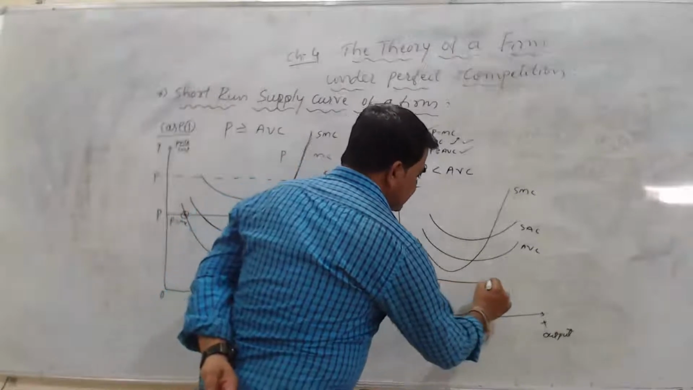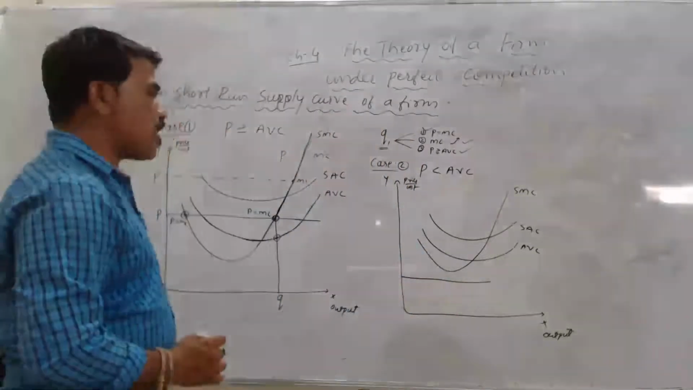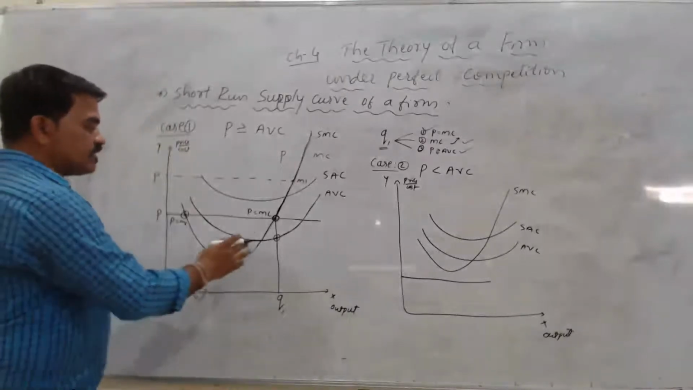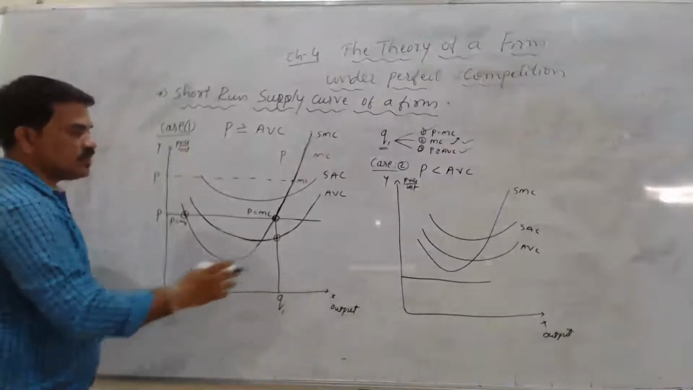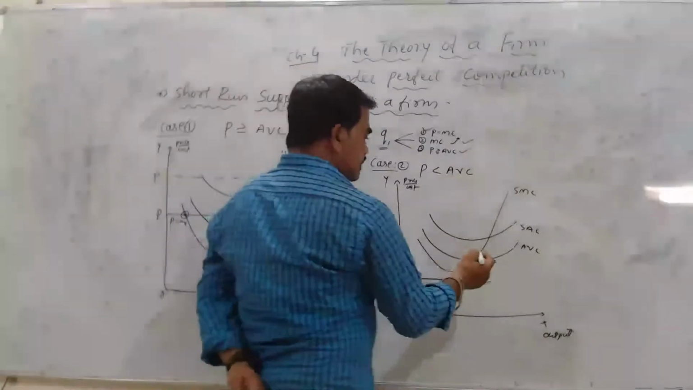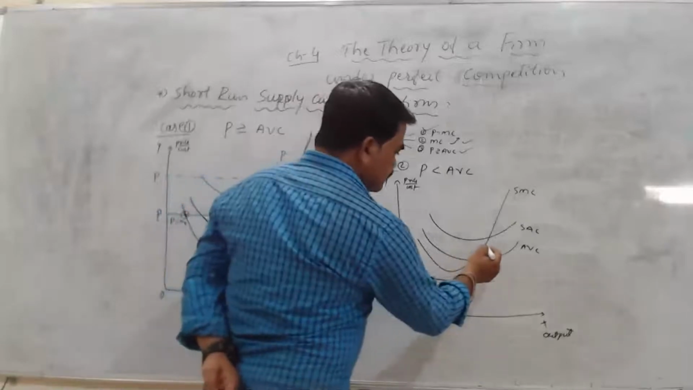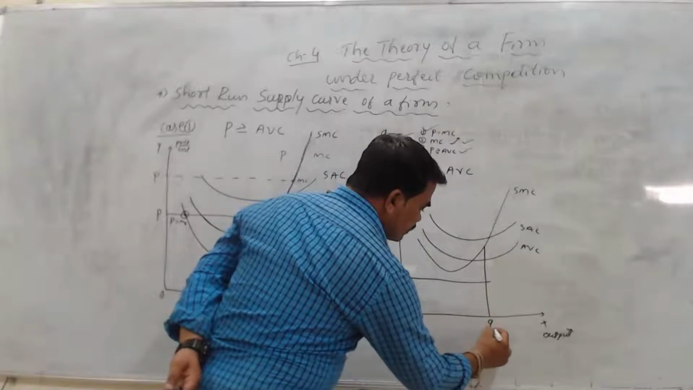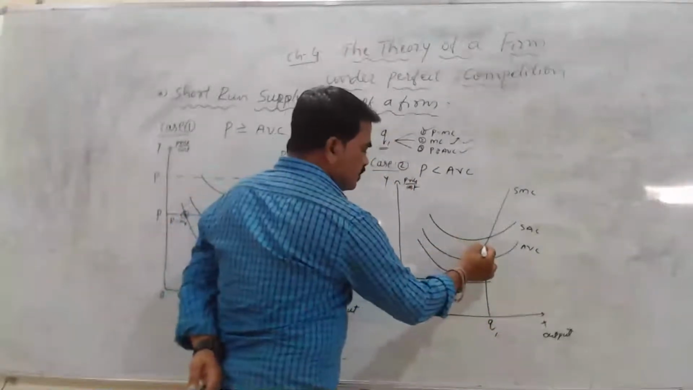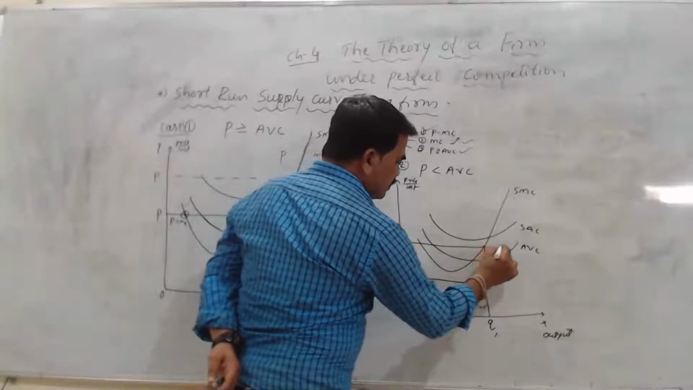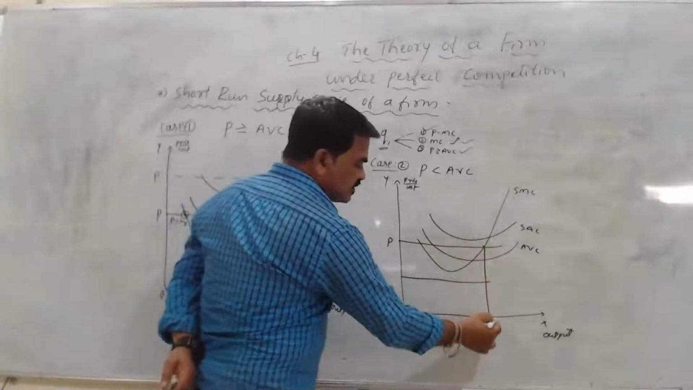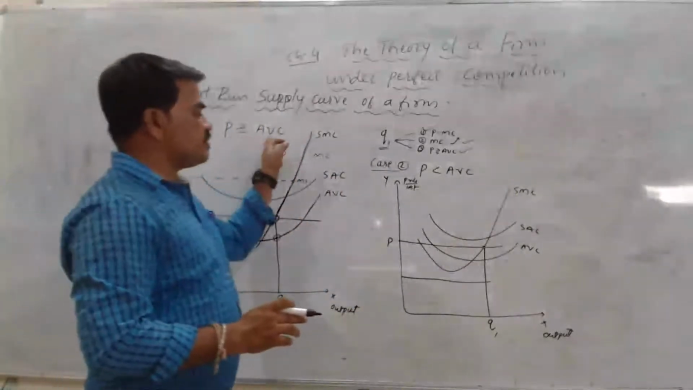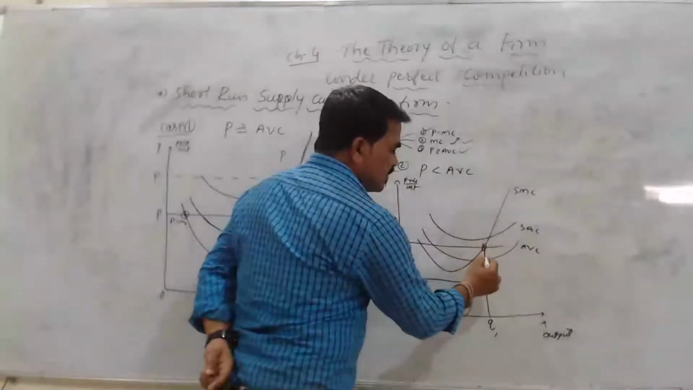If this is the price, we'll take the same graph here. We have considered this as a quantity. When the price was here, we considered this as a quantity where the price was greater than average variable cost.